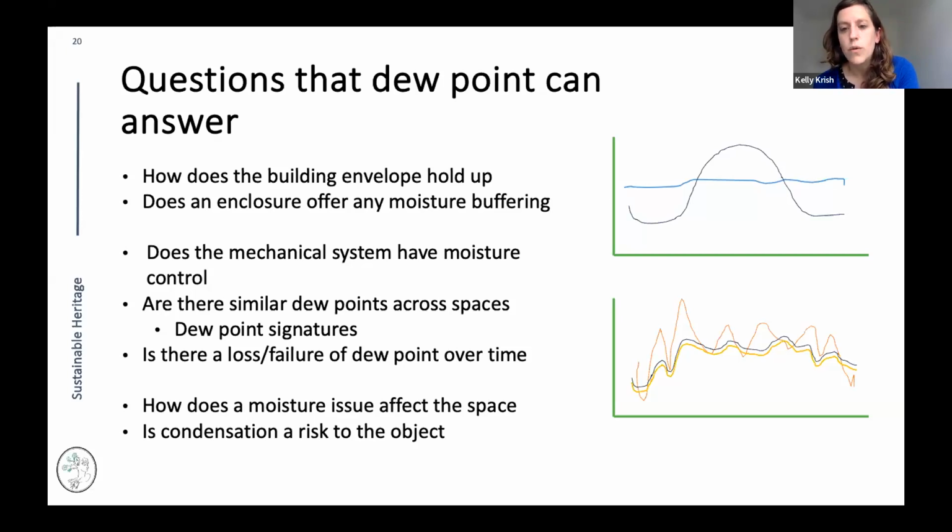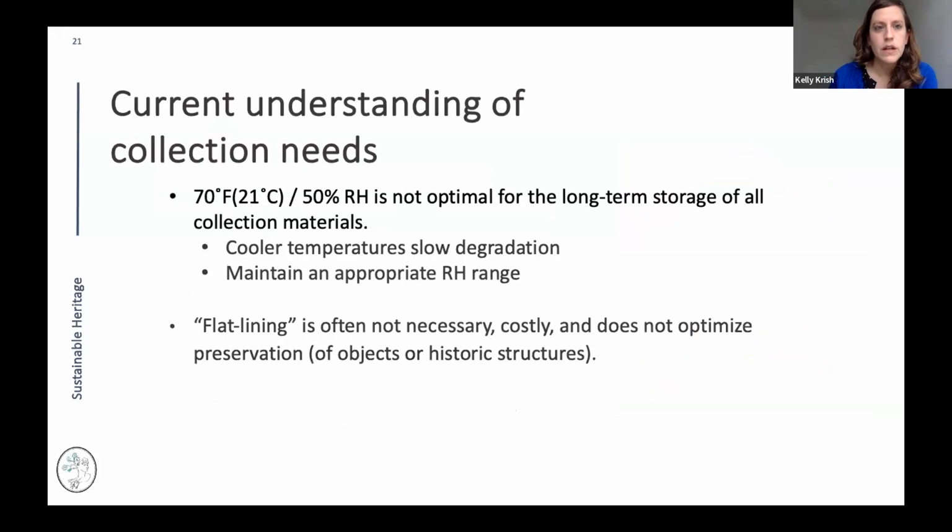If you imagine the orange to be, say, the outside conditions, and then the yellow and blue lines to be within a room, you can see that the yellow and blue seem to match pretty closely. They have the same dew point signature, we would say. They're probably served by the same mechanical system. And so that's just an example.